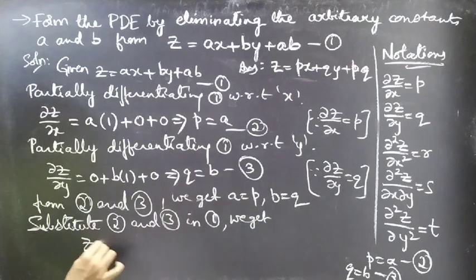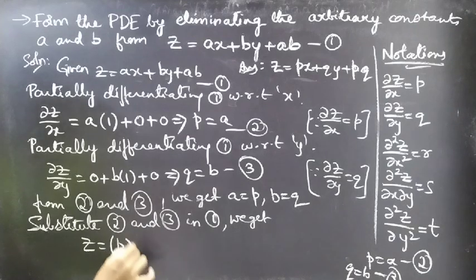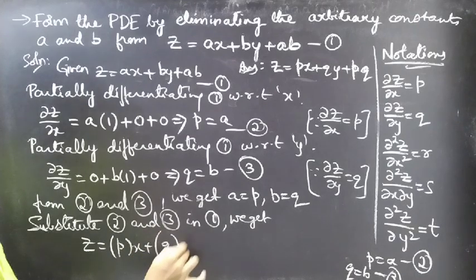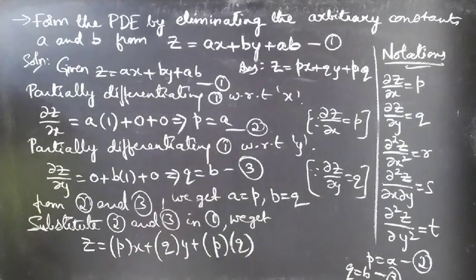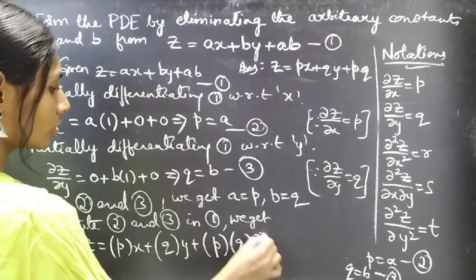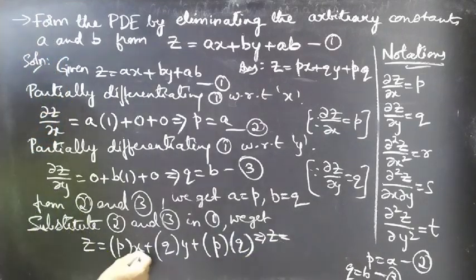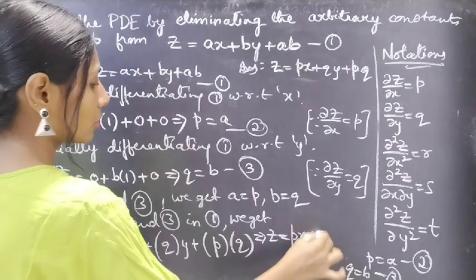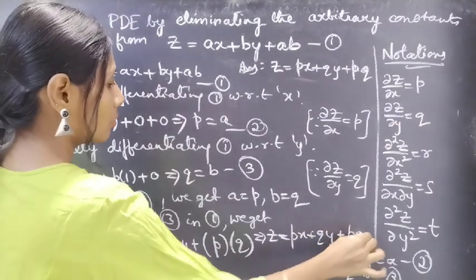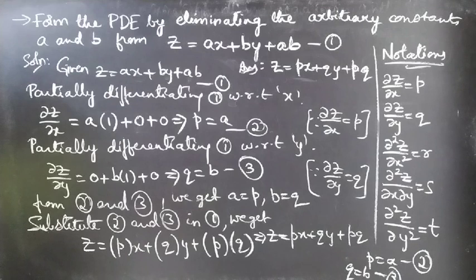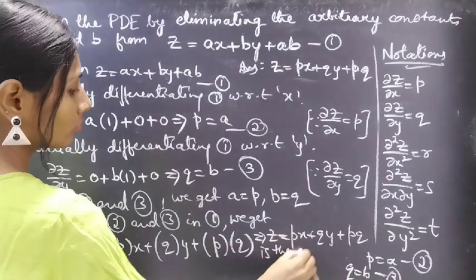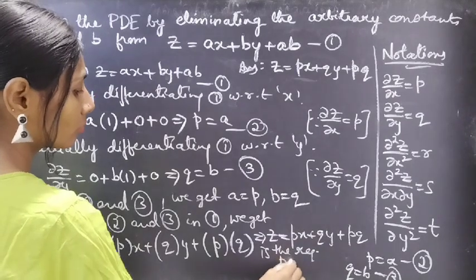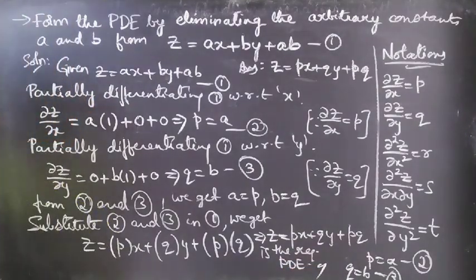We get z equal to a, replaced by p, into x, plus b, replaced by q, into y, plus a into b, which gives us z equal to px plus qy plus pq, which is the required partial differential equation. Right? Which completes the problem.